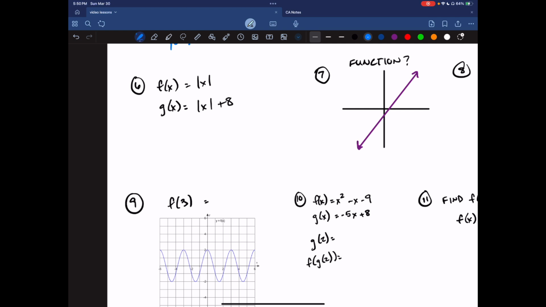You can stretch it. You can shrink it. You can do all these things. And so what you want to do is you want to know, is it going up and down? Is it going left and right? What is it doing? Well, the first one is just simply the absolute value of x. And the second one, g of x, is the absolute value of x plus 8.